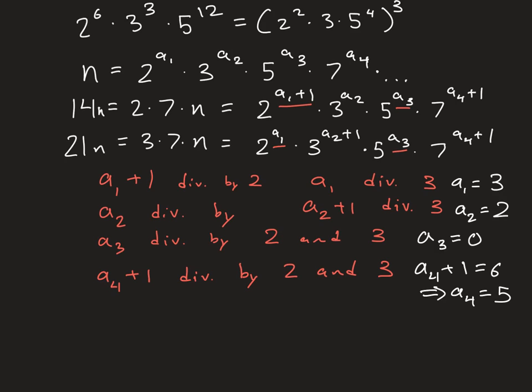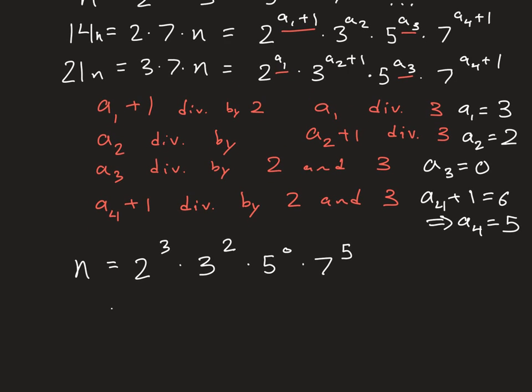So when we write out n again, it's 2 to the a1, and we know a1 is 3, times 3 to the a2, and a2 is 2, times 5 to the 0 times 7 to the 5th. And the 5 to the 0 is just 1, so you have 2 cubed times 3 squared times 7 to the 5th. And that's the answer.